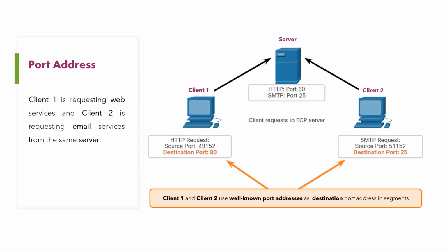Client 1 is requesting web services from the server using HTTP. Therefore, it will assign 80 as the destination port address in its request in order to identify to the server that this request is related to HTTP. Client 2 is requesting email services from the server. Therefore, it will assign destination port address of 25 in its request in order to identify to the server that this request is related to SMTP.